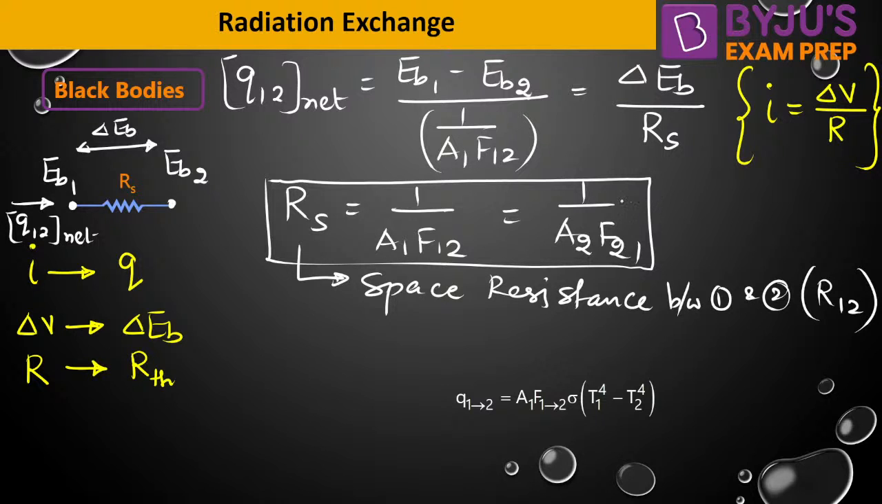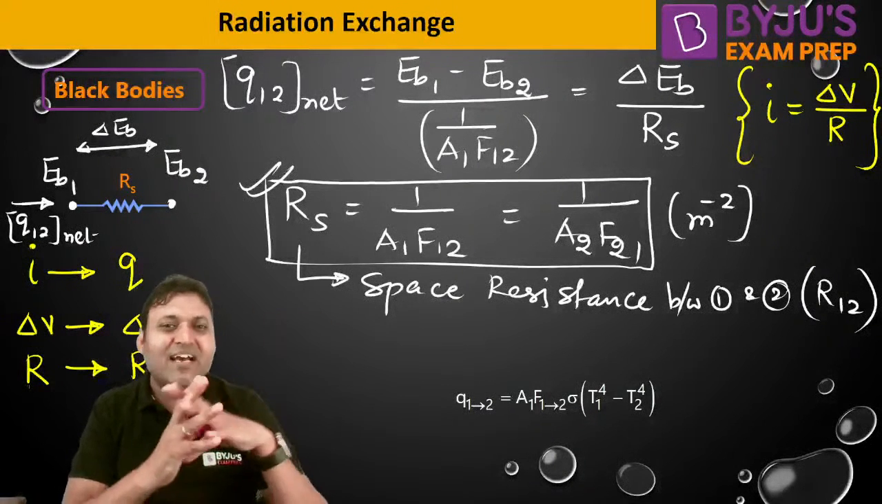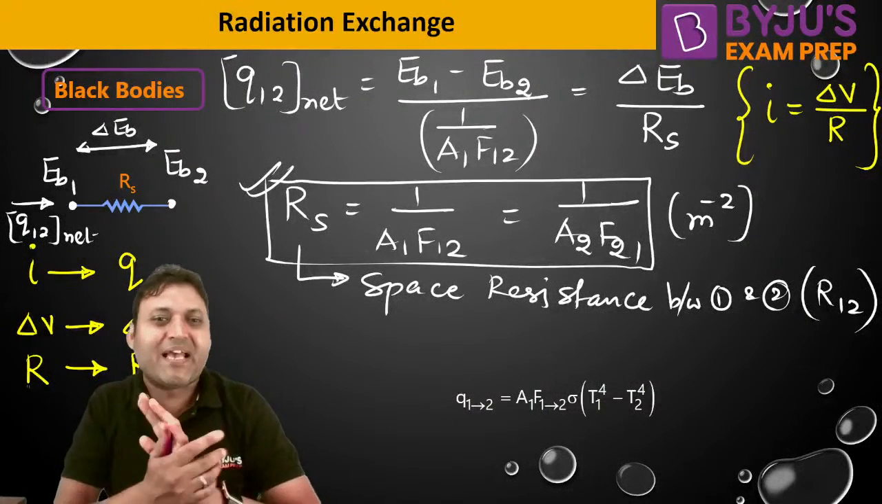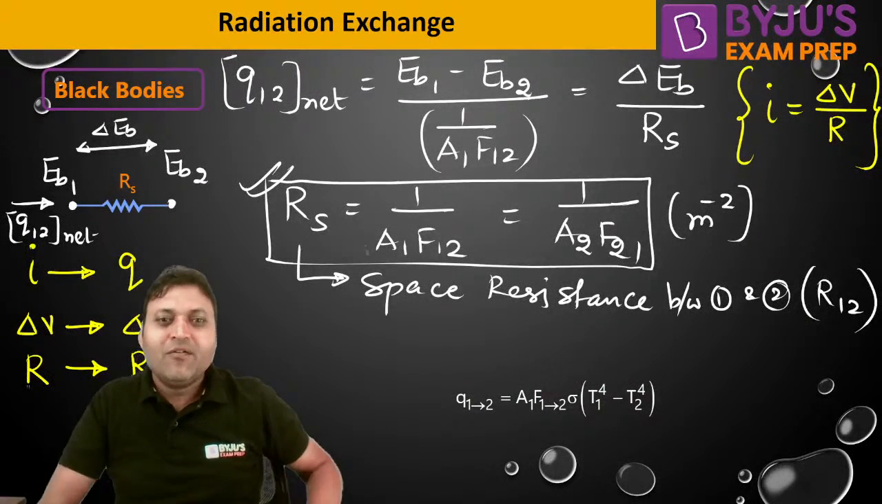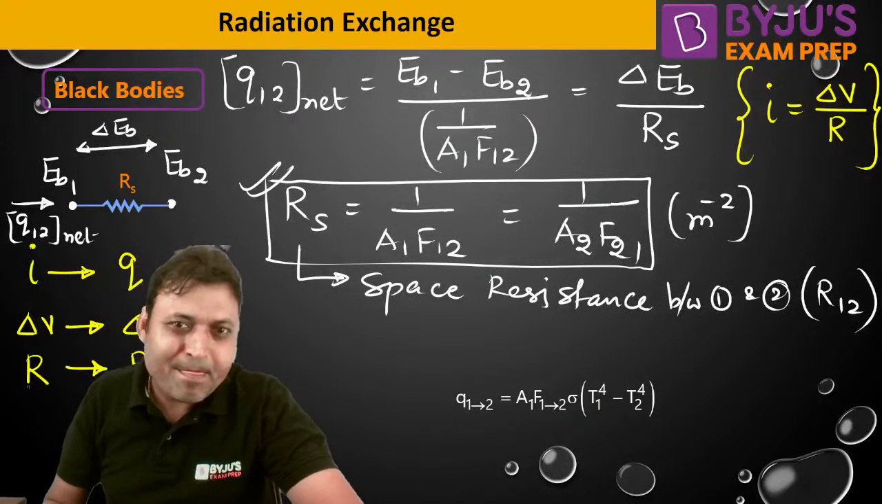The unit of space resistance: the shape factor is a unitless quantity and area has a unit of meter square, so it is m to the power minus 2. That is how the space resistance is defined. So when there is a radiation exchange taking place between two black surfaces, we can analyze the situation by using the circuit diagram, where there will be one space resistance coming into the picture for the space between 1 and 2.